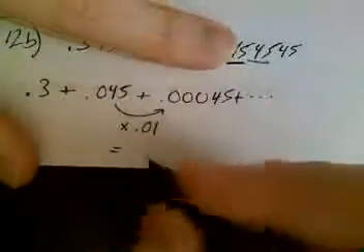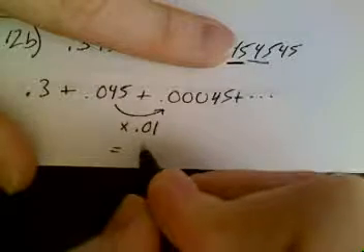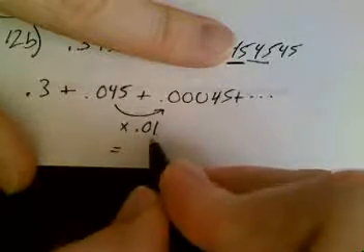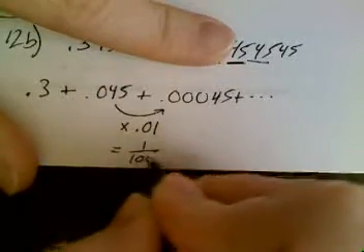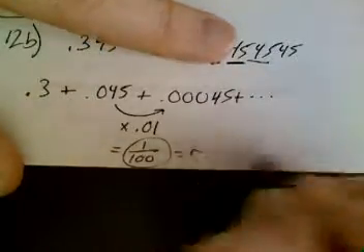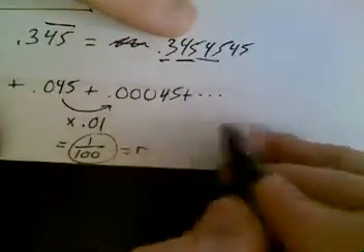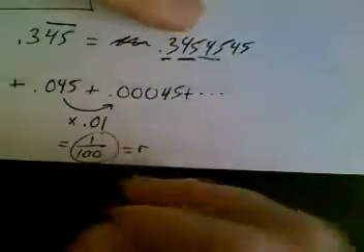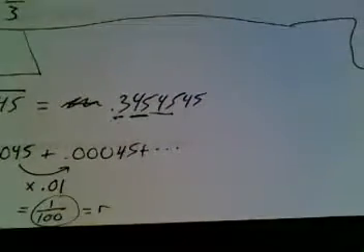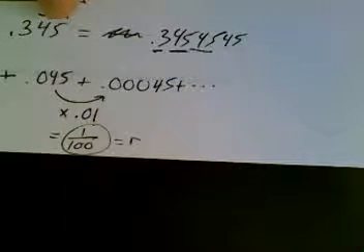Now let me actually change what that looks like. I'm multiplying by 1/10, 1/100th. I'm multiplying by that value. That's my r value. If you don't trust me, you can go ahead and go to the next one and do the same thing. You will see that that's my r value. Wait a second, that's what I'm multiplying by every time.